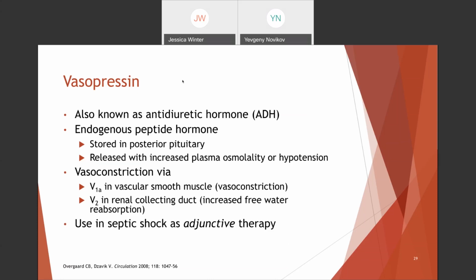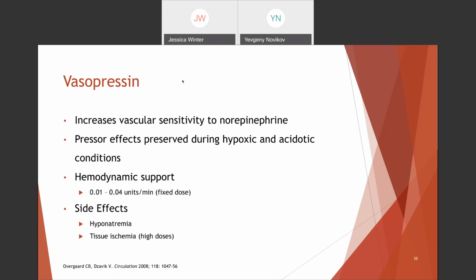We're targeting those V2 receptors in the kidneys to do free water absorption, so we see a lot less side effects with it. So it's an adjunctive therapy, and most of the data with vasopressin, though there is some data in postoperative vasoplegia for cardiac patients, and there's some data with hemorrhagic shock, most of the supportive data are patients with septic shock as an adjunctive agent to norepinephrine.